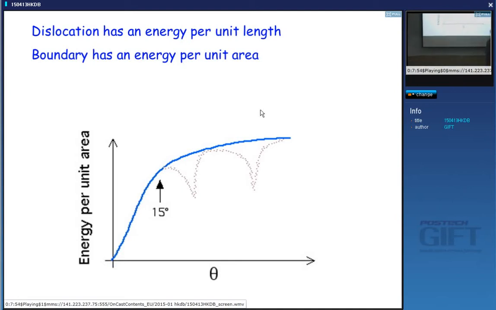So strictly speaking, this energy is when a dislocation is isolated, because its strain field extends over a large distance. Okay? So this is relevant for an isolated dislocation, where the strain field extends over a large distance.